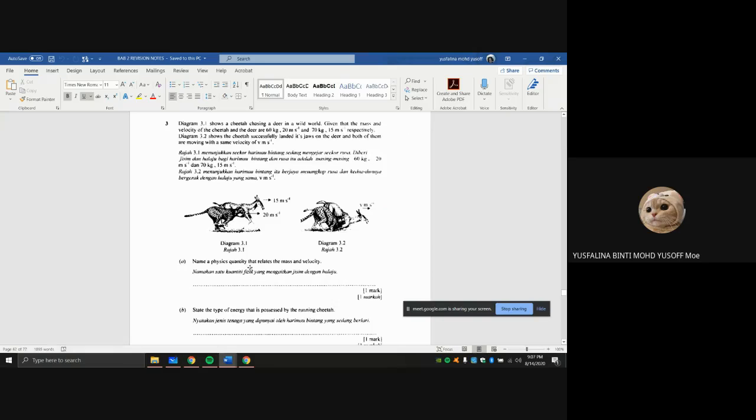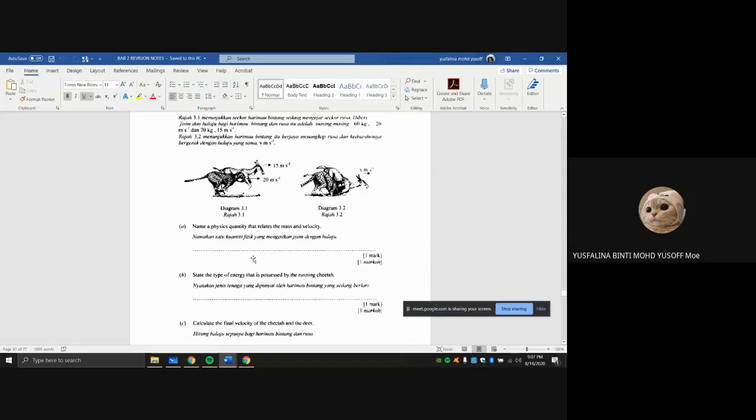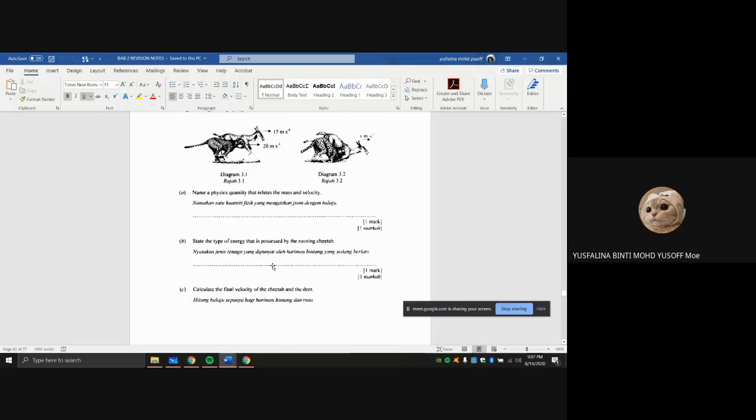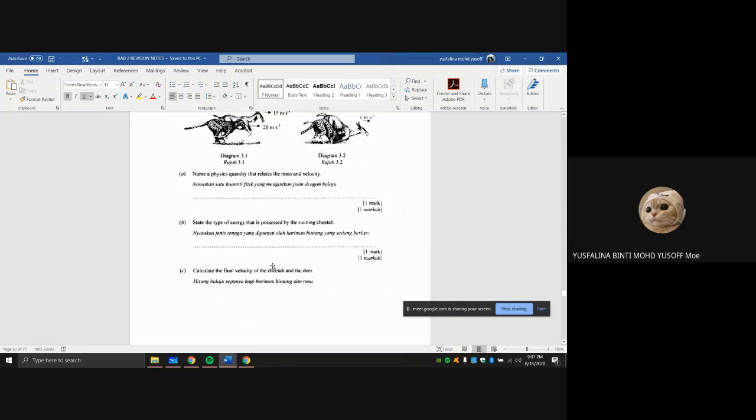Name a physical quantity that relates the mass and velocity. This one is momentum, because momentum is mass multiplied by velocity. Okay, and then state the type of energy that is possessed by the running cheetah. Running cheetah means it's moving. Any object that is moving has kinetic energy. So this one is kinetic energy. Alright, and then calculate the final velocity of the cheetah and the deer.